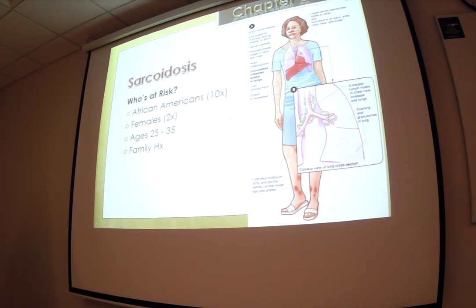So who's at risk? African Americans are about 10 times more likely than Caucasians. Women are 2 times more likely than men. Typically ages 25 to 35, and then anyone who has a family history of sarcoidosis.